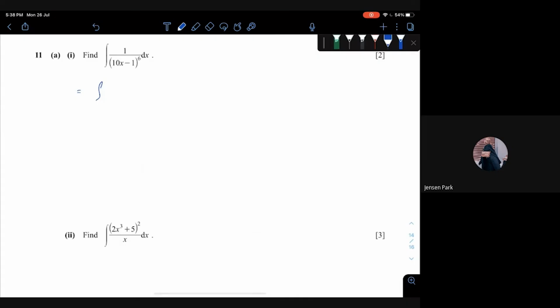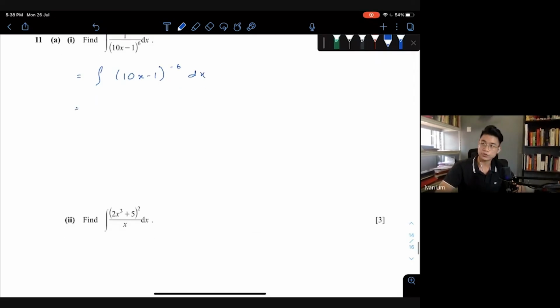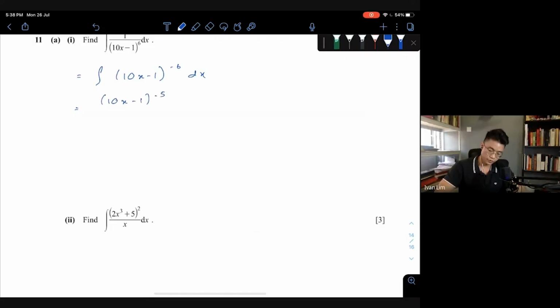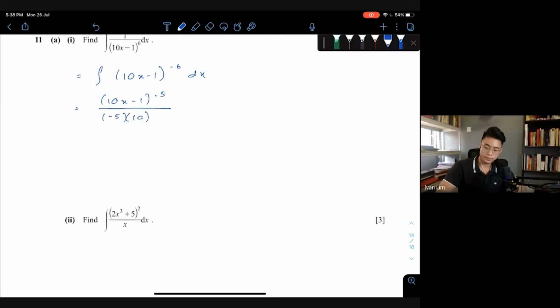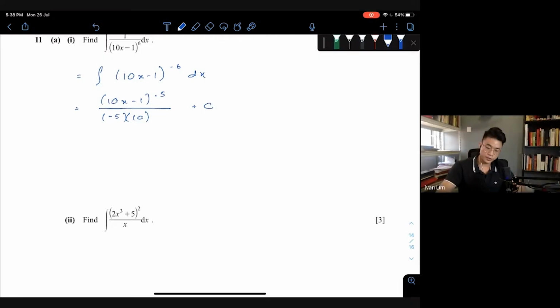I change it into power -6 first, before we integrate it. So we use the chain rule for this. 10x minus 1 power -5 over -5 bracket 10, plus C. So this is a chain rule. What is chain rule? Chain rule is power plus 1, then differentiate the inside, and divide by the differentiated term.